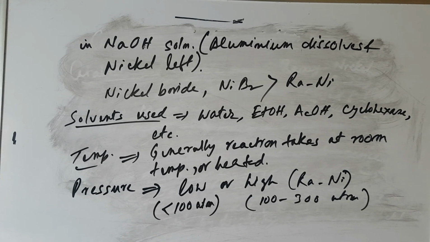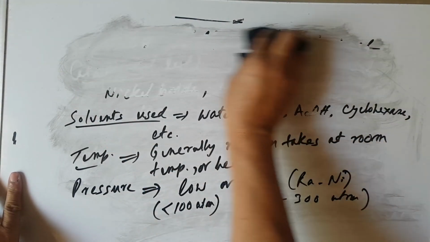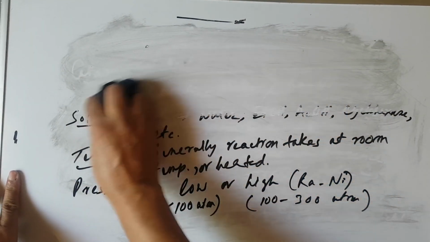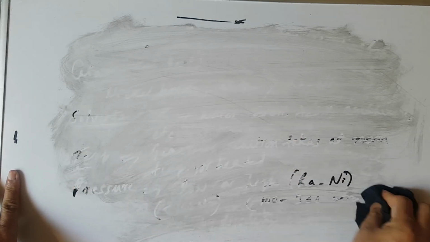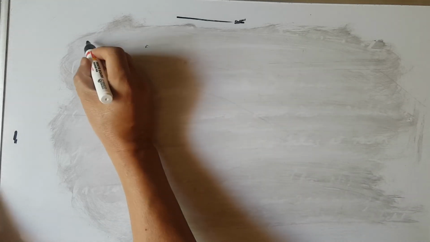The reaction condition is that the organic substrate is first dissolved in a solvent to make a solution, and then the catalyst is added. The reaction takes place by stirring or shaking. Then hydrogen gas is bubbled into the reaction mixture. The reaction condition is very simple. Some examples I am giving.